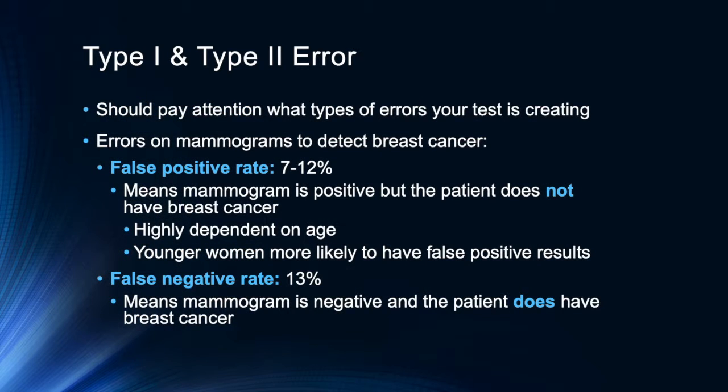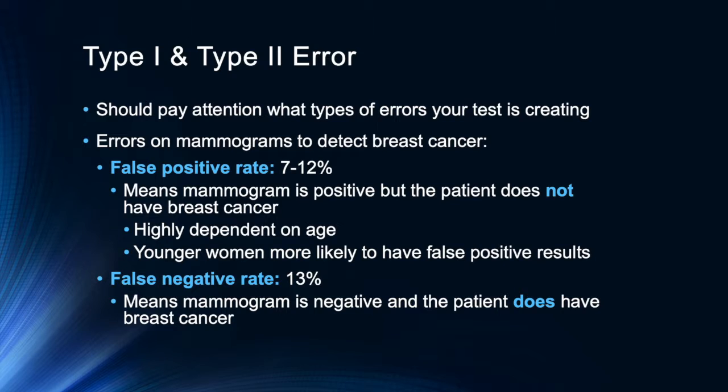You should always pay attention to what types of errors are most important in your particular example. I'm going to give an example of mammography here: errors in mammograms to detect breast cancer. Mammograms actually have a pretty large amount of error for a medical test. But even given that error, it still provides value. So it's a great example to think of this false positive and false negative dichotomy.